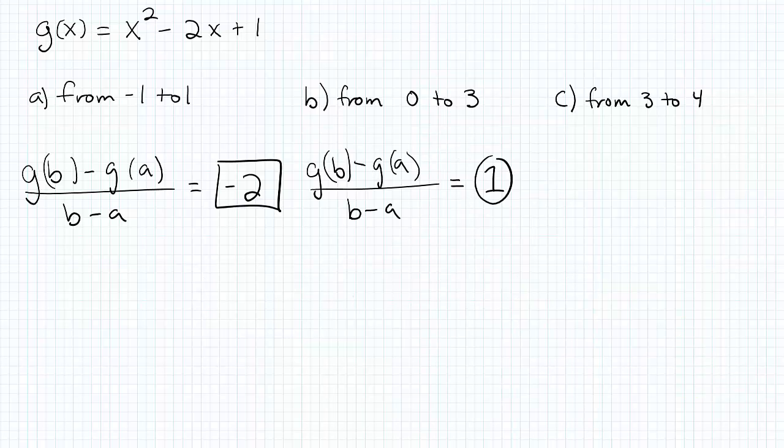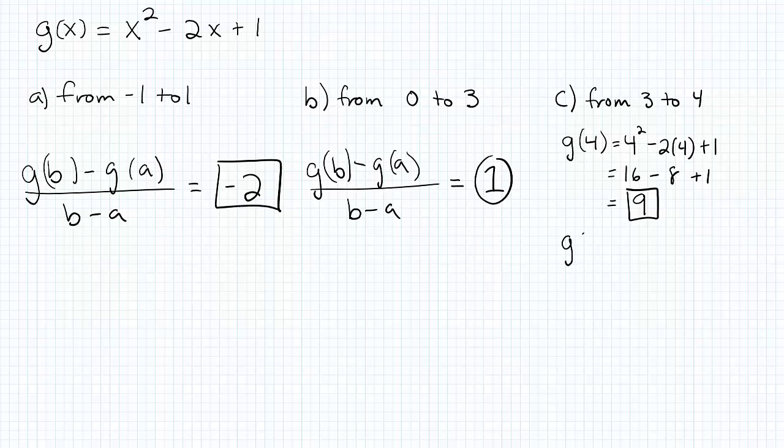All right, let's finish up with example C then. So we're going to do g of 4 first. So g of 4 would be 4 squared minus 2 times 4 plus 1. That's 16 minus 8 plus 1. That's going to be 16 minus 8, which is 8 plus 1 gives you 9. All right, so g of 4 is 9.